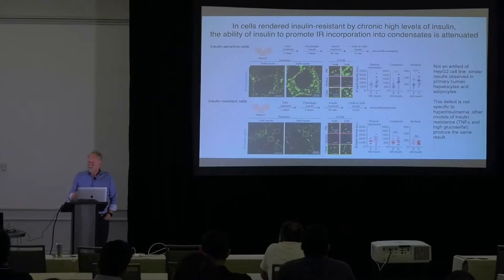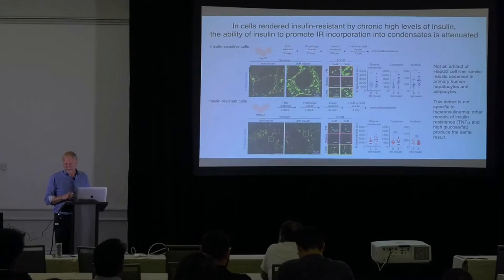Other models of insulin resistance, so you can get inflammatory stimuli that lead to insulin resistance, and you can get high glucose fat diets that produce insulin resistance. Same phenotype with respect to the insulin receptor.